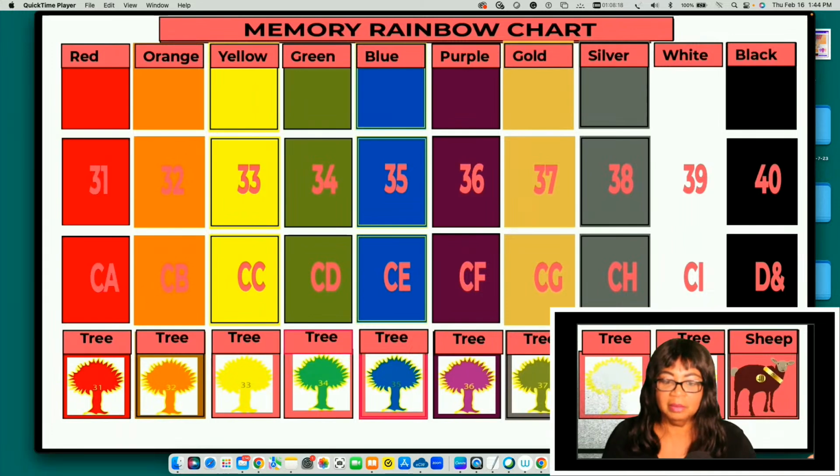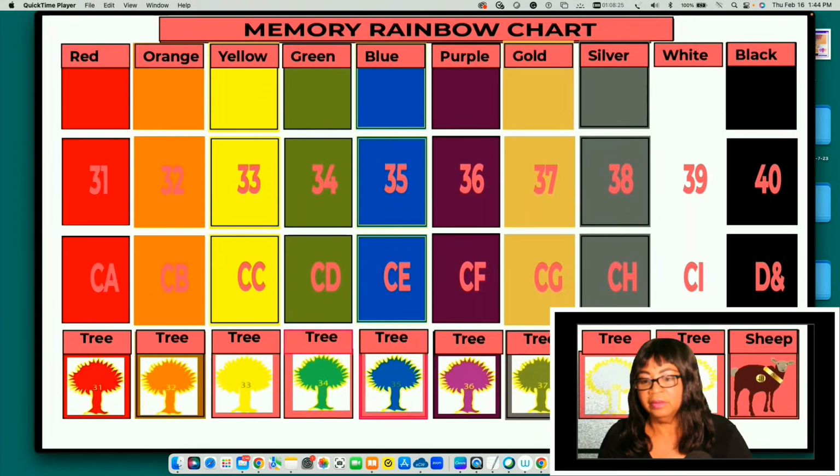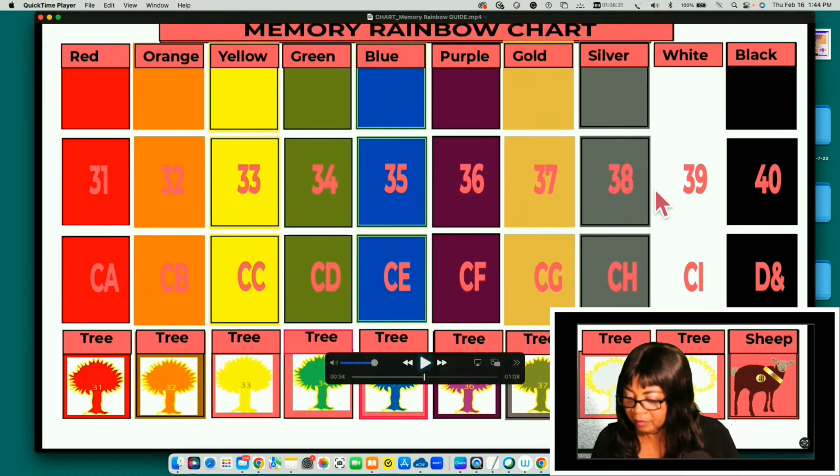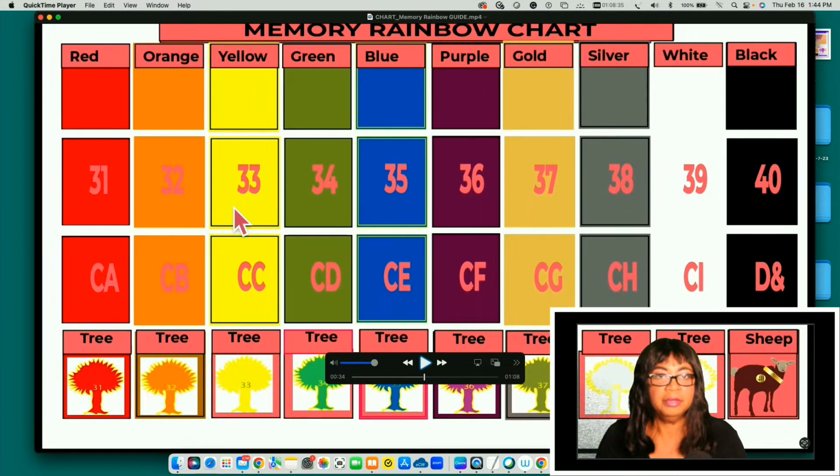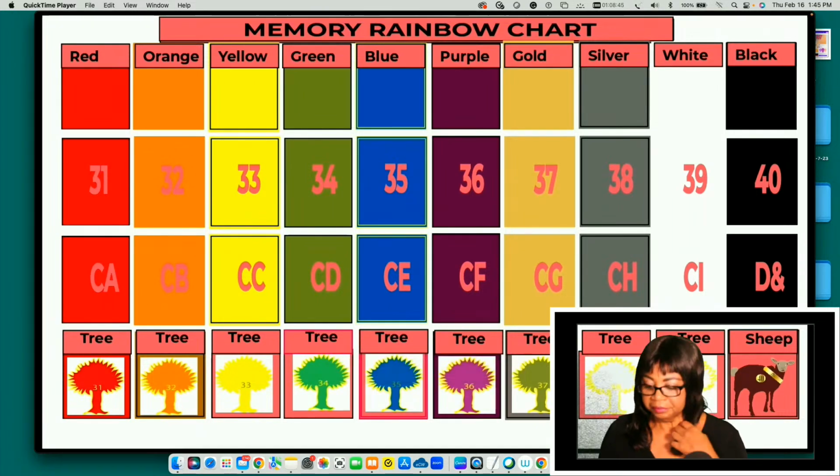And these animals are very common. So that's going to be so easy. And the extra 27, 28, and 29, very easy to remember. So we have our red tree, our orange or yellow, green, blue, purple, gold, silver, white, and white trees. And you can use them in so many different ways.